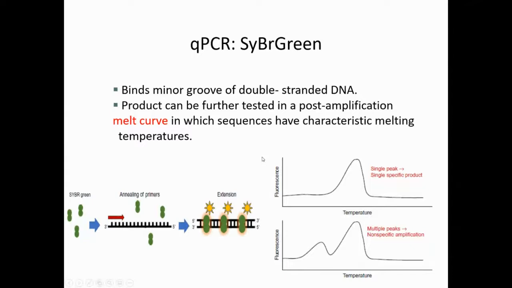So the SYBR Green, and also the EvaGreen. The EvaGreen is the third generation of DNA binding dye. They can bind any double-stranded DNA. So during the amplification, the extension stage, the more product you have, the more dye will bind, and then you will detect the signal.